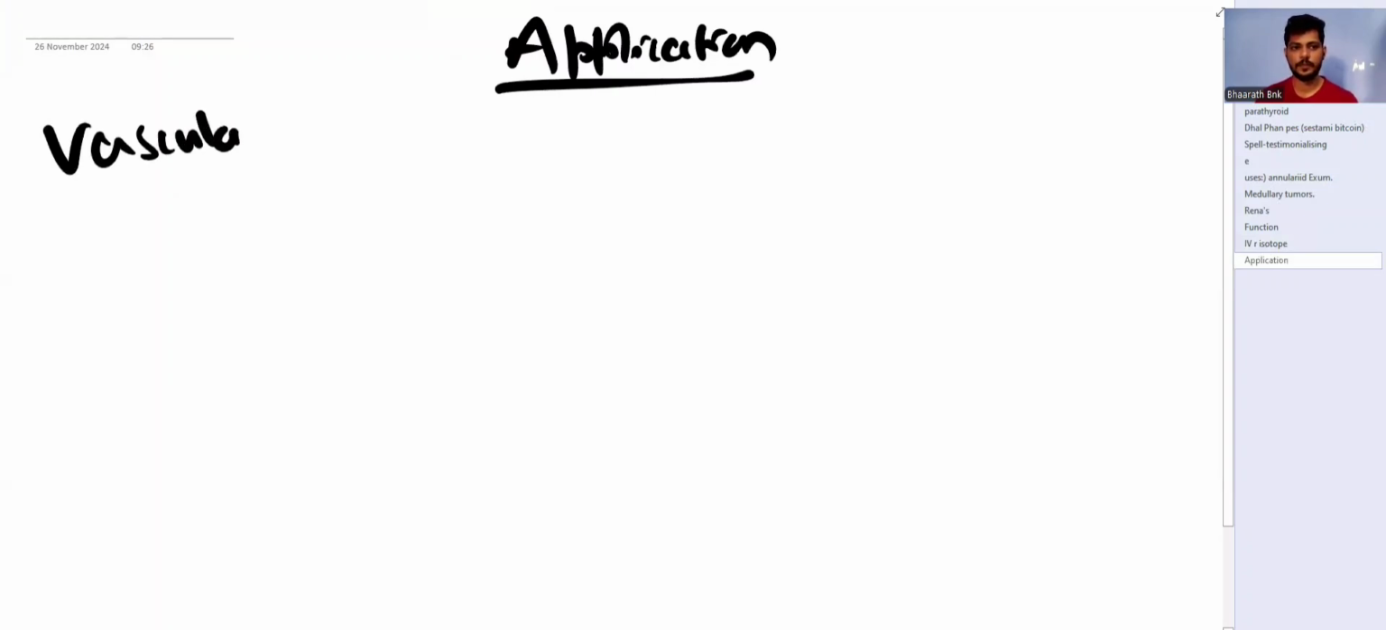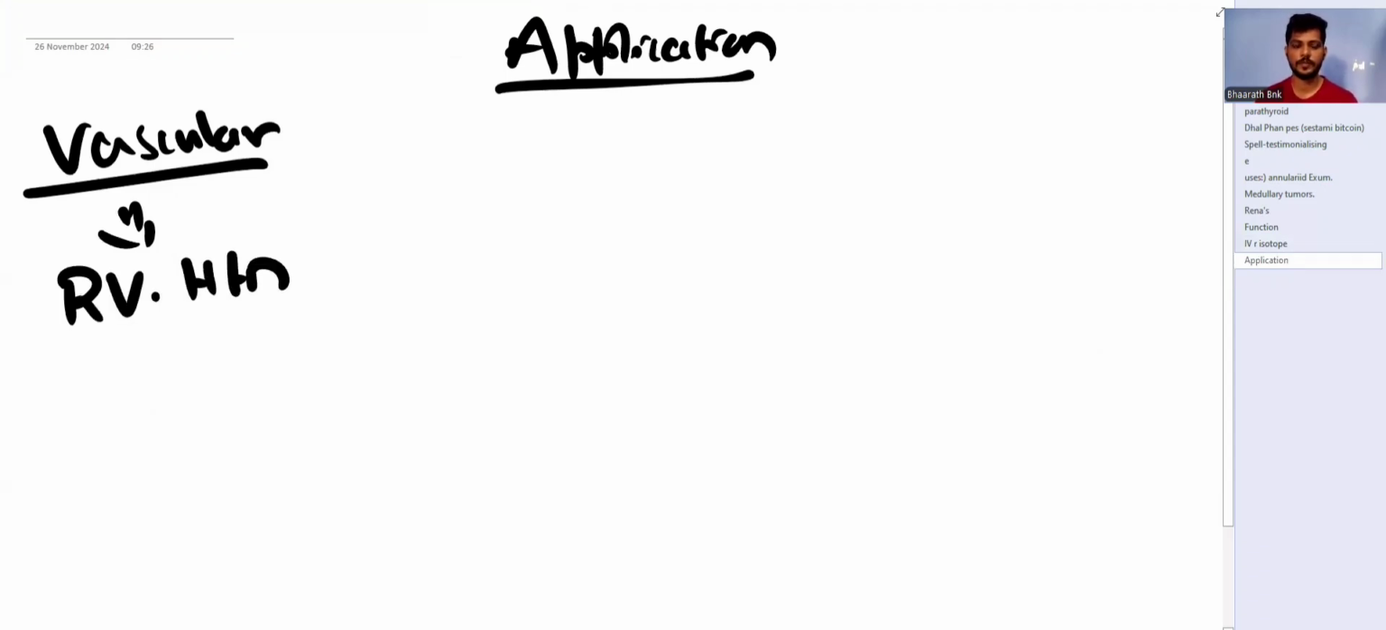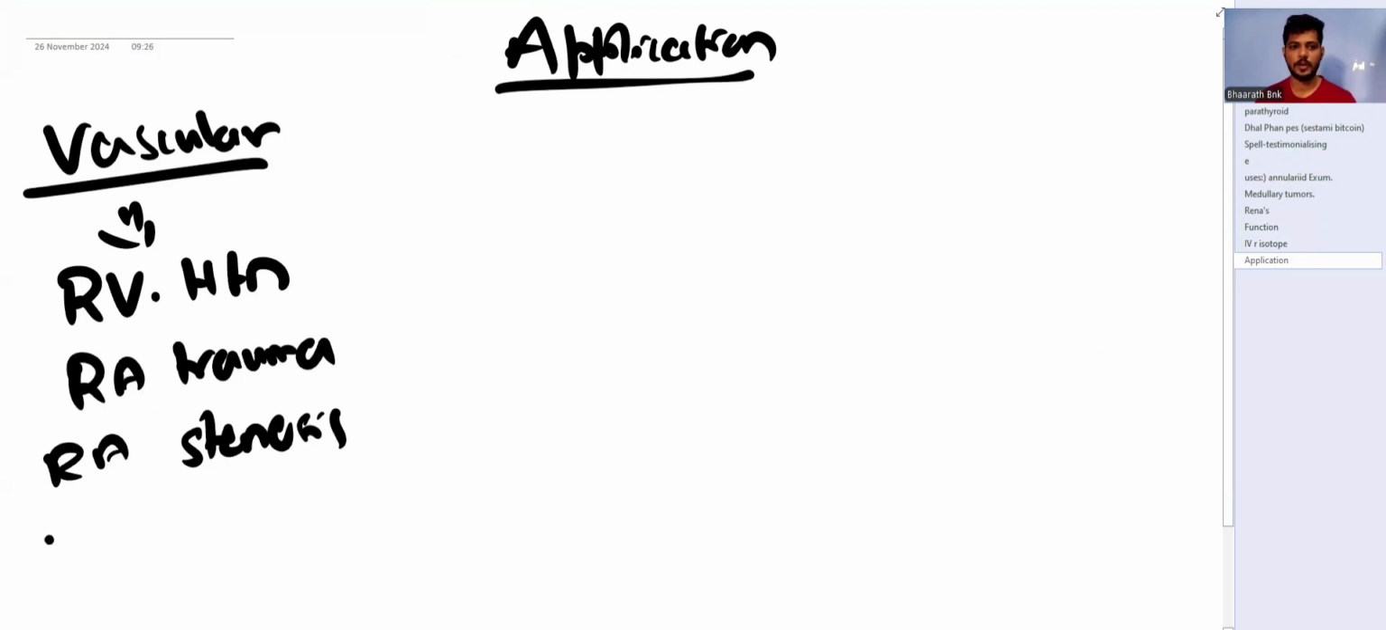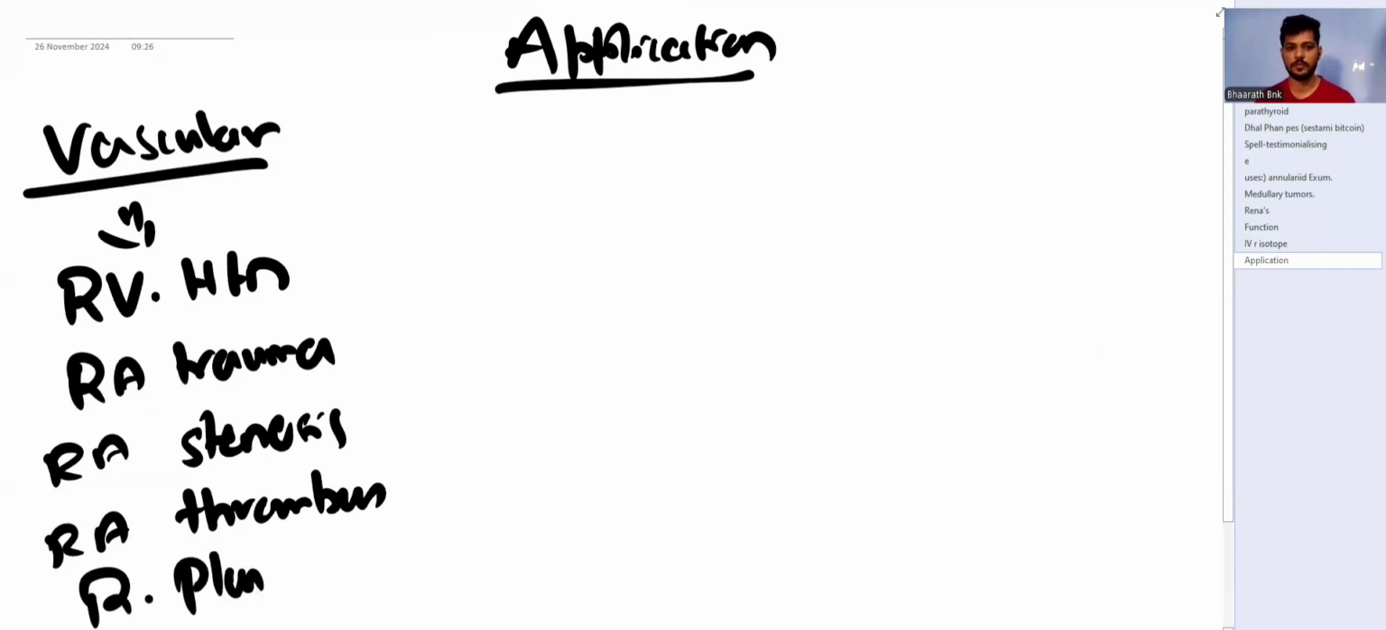Now, what are the applications of this? In case of the vascular phase, you can evaluate for the cause of renovascular hypertension. It can be renal artery trauma, renal artery stenosis, or a renal artery thrombus. And also you can evaluate renal plasma flow. So all those can be evaluated.